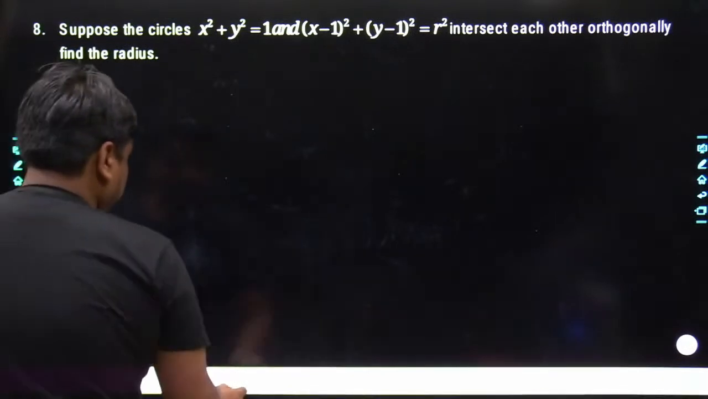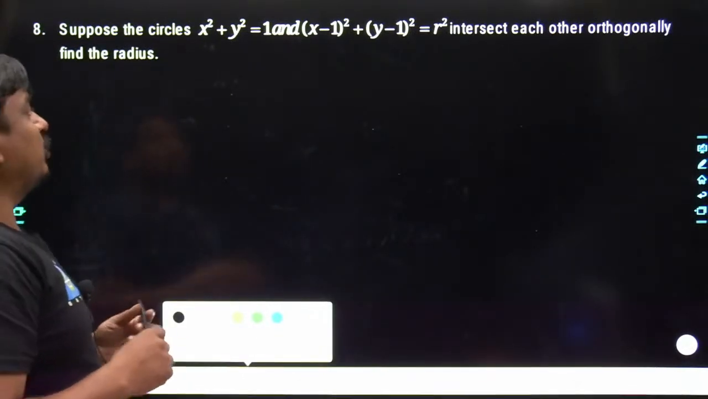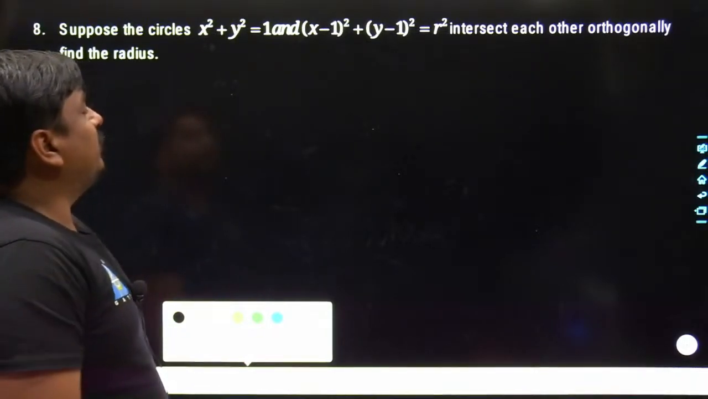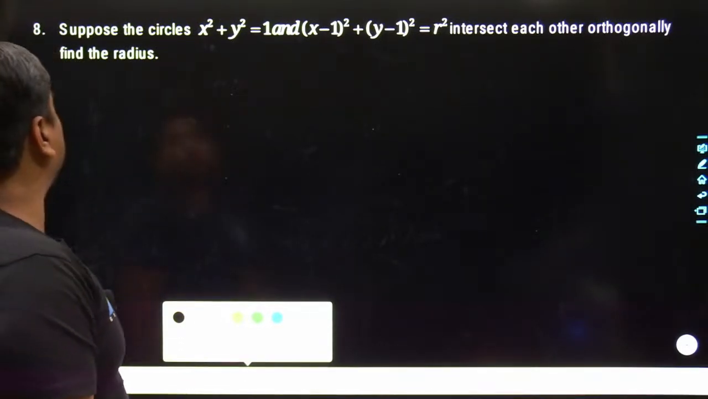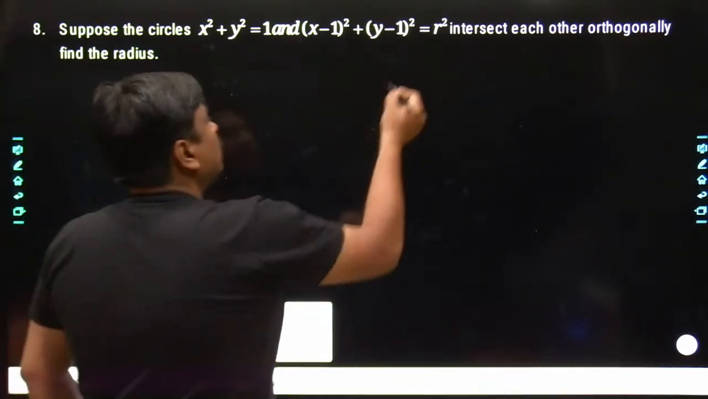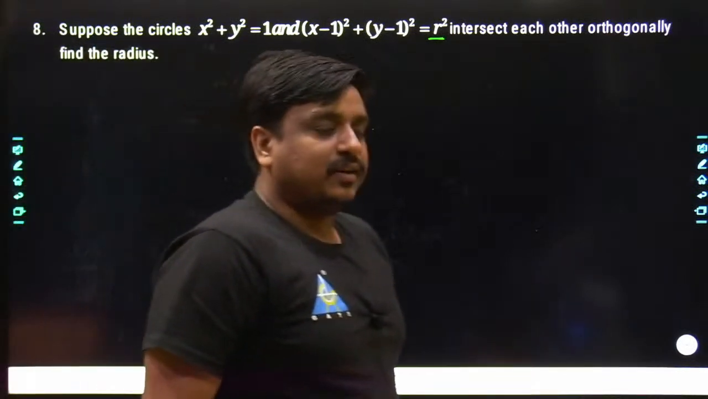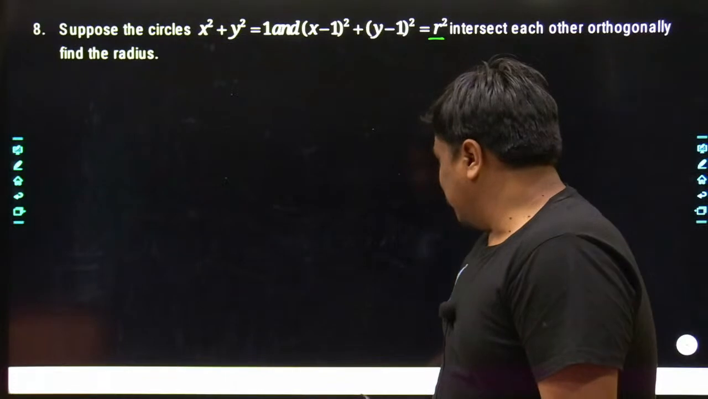See what the problem states. Suppose the circle x square plus y square is equal to 1, and (x minus 1) to the power of 2 plus (y minus 1) to the power of 2 equals r square, intersect each other orthogonally. Find the radius r. You have to find this radius r. Tell me, how will you approach this problem?